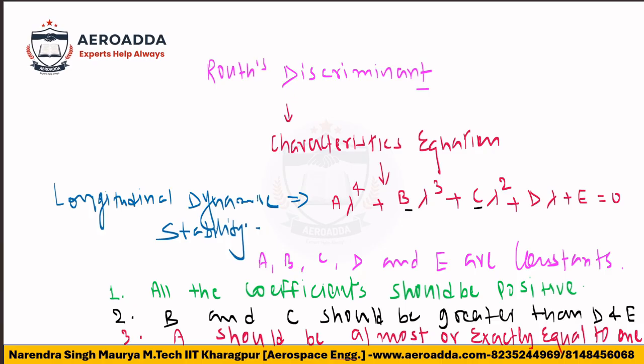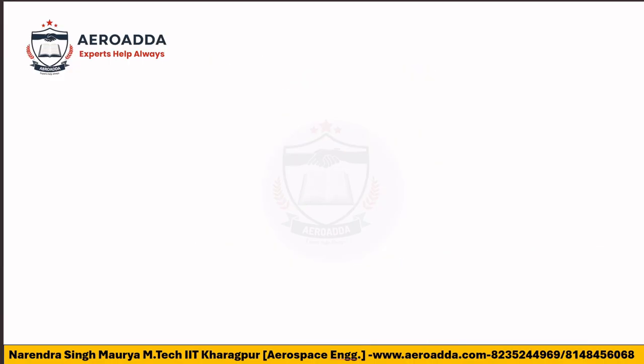Okay, now we'll discuss all the conditions, because here we have to talk about the Routh criteria first. To talk about the Routh criteria, definitely the Routh constant. So you have the Routh criteria. Check it. This is very important.